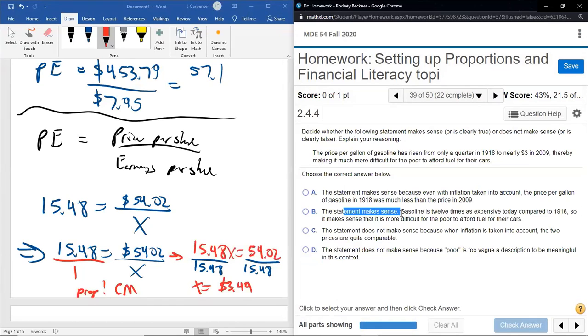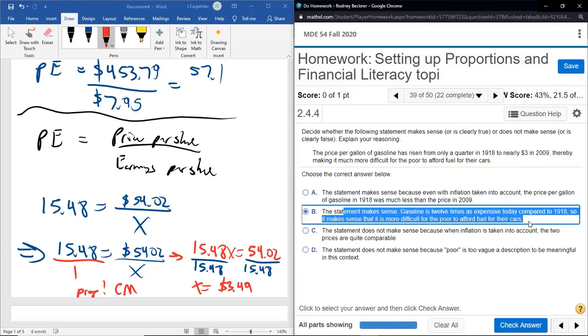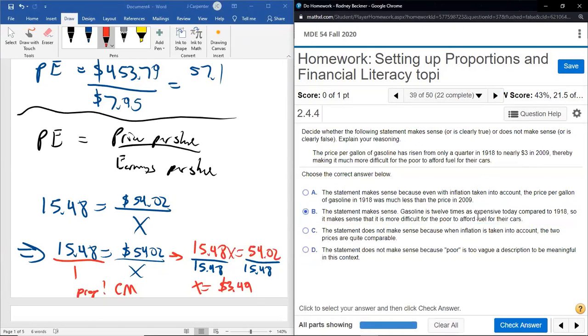The statement makes sense. Gasoline is 12 times as expensive today compared to 1918, so it makes sense that it is more difficult for the poor to afford fuel for their cars. Okay, that's 12 times, that is roughly right, 25 cents versus $3. But it's not accounting for inflation. See, the previous answer mentioned inflation, but this one didn't. So I don't know about B.